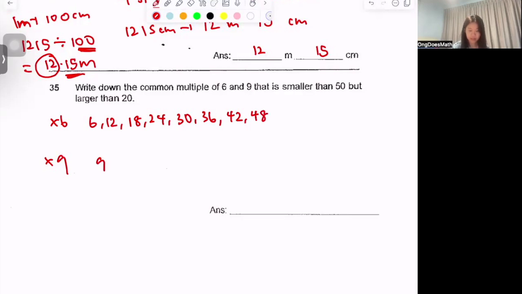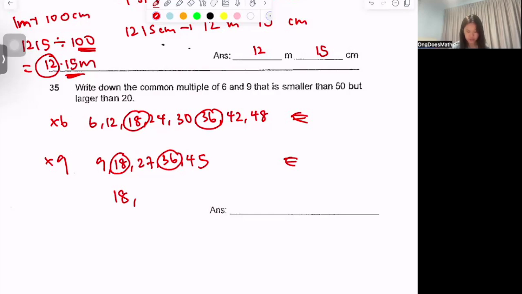For 9: 18, 27, 36, 45. Okay, so now it's time for us to find out what is common between this row and this row. I can see 18, I can see 36. Okay, so we are only left with these 2 options, which is 18 and 36. We also have a second criteria, which is that it must be smaller than 50, but larger than 20. So the only one that fits this criteria is 36. So answer is 36. Cool.